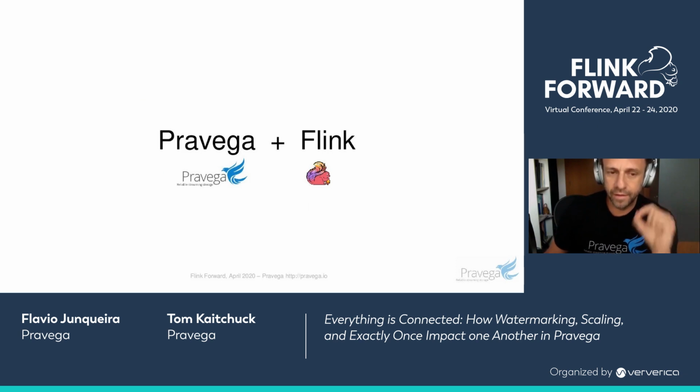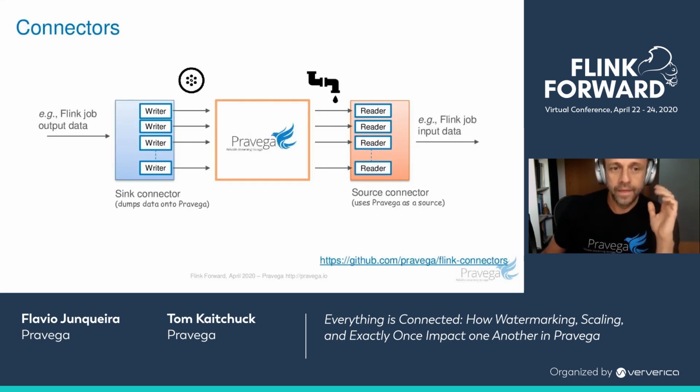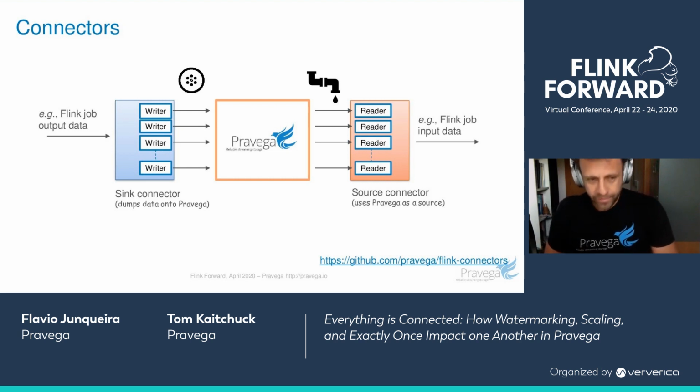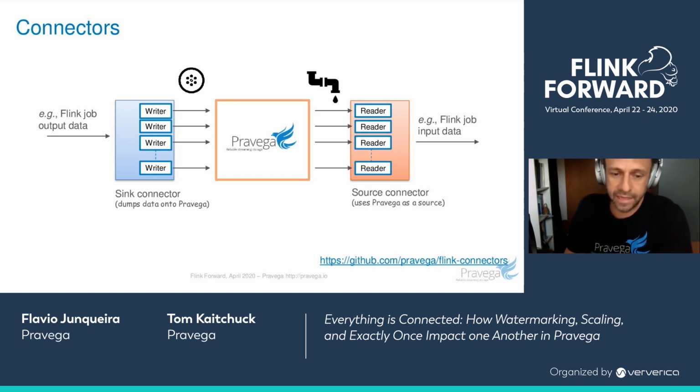Let's talk about the conjunction of Pravega and Flink and see how all this works. We have implemented connectors so that a Flink job can work with Pravega. So we have a source connector and a sink connector. The connectors are open source. I'm showing the URL of the repository down in the slide.